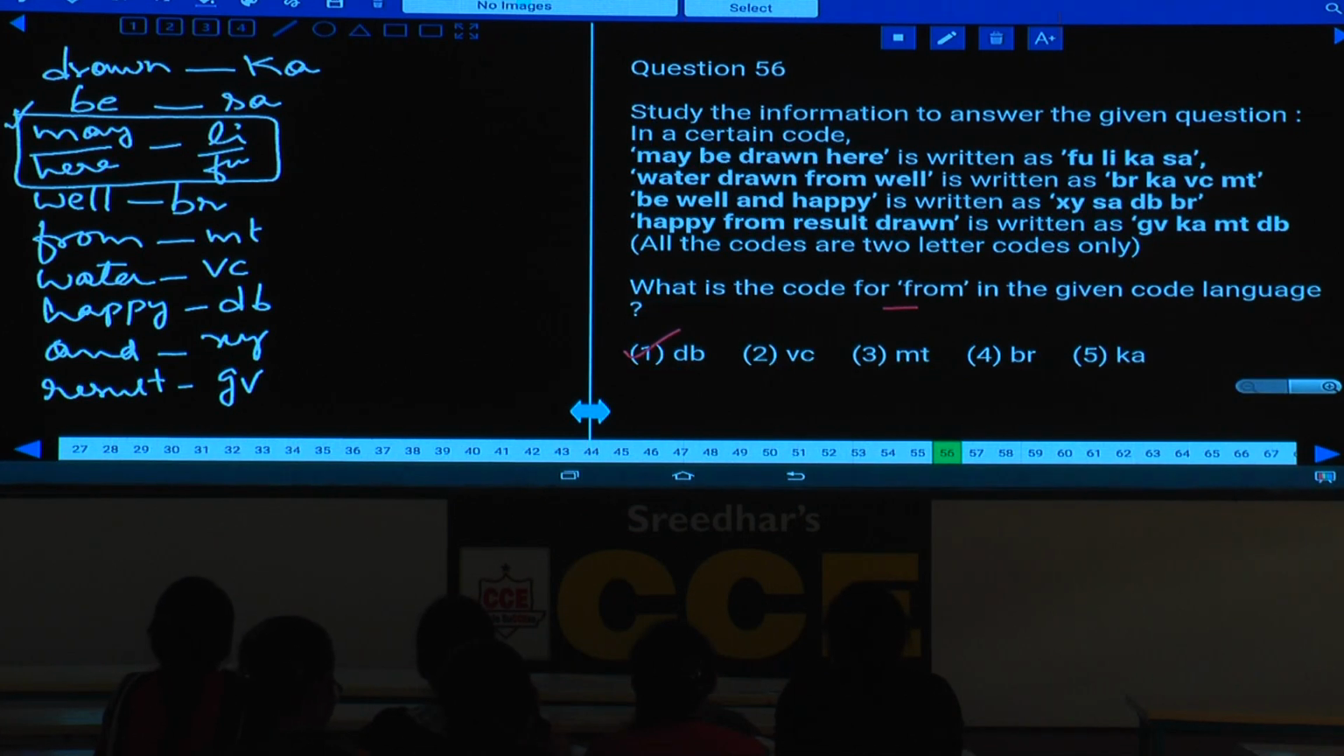Then question number 56. What is the code for "from" in the given code language? Tell me what is the code to the word from here? From is MT, choice 3.